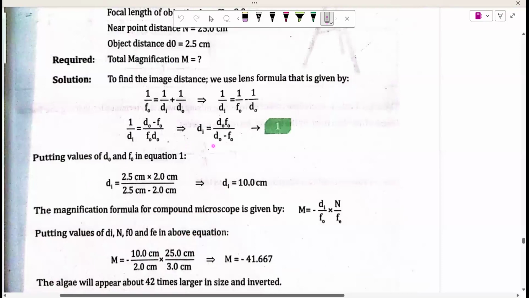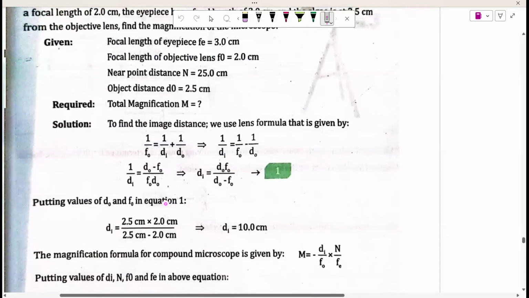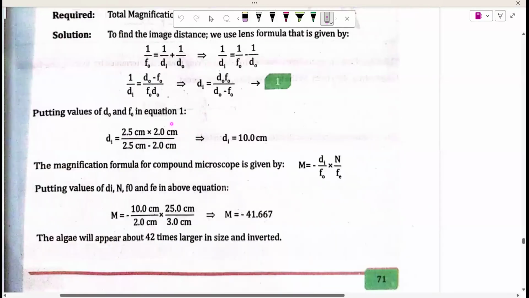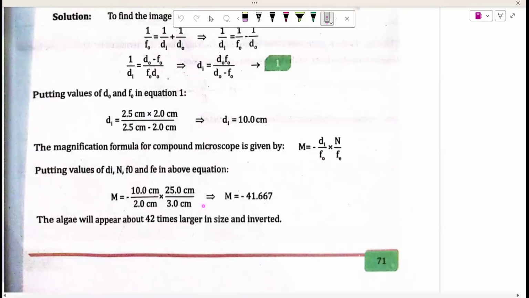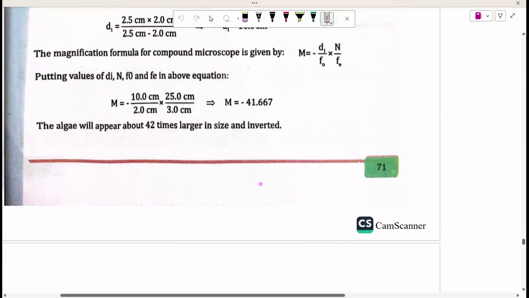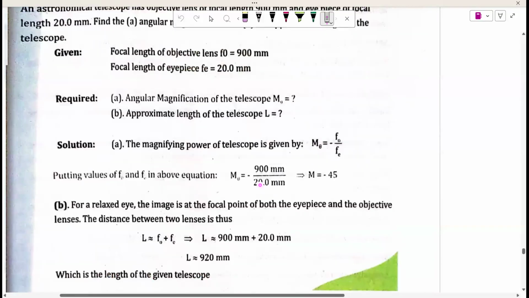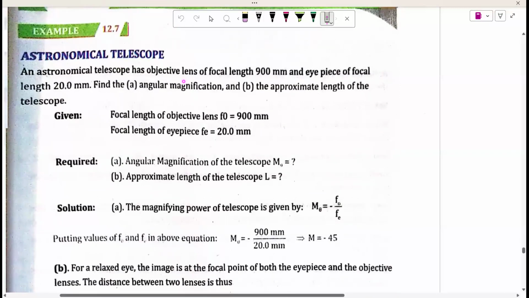सबसे पहले उसने distance of image find out कर लिया using this formula. Distance of object was given as 2.5 centimeter. Focal length was given as 2 centimeter for the objective lens. The distance of image came out to be 10, into 1 plus N over F, where N is the least distance of distinct vision: 10 over 2 into 25 over 3. Magnification came out to be -41, showing us कि वो एक virtual image form हो रहा है.